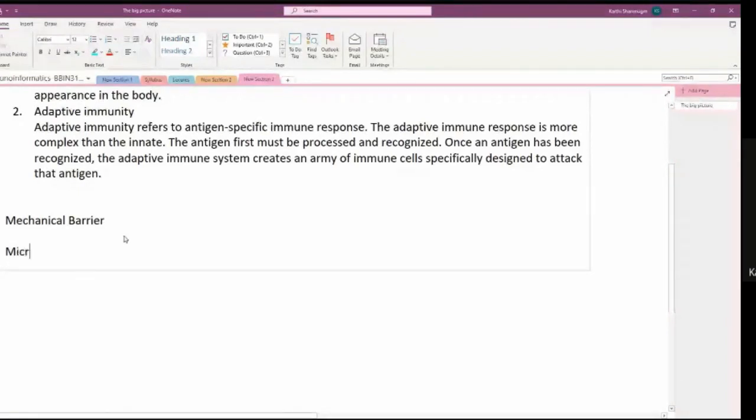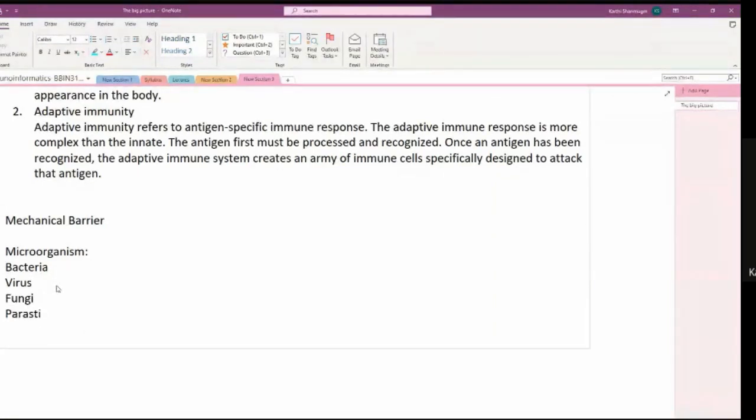And it need not be a microorganism, right? I'm just taking different types of microorganisms for simplicity. So it can be a bacteria, or it can be a virus, or in some cases it can be fungi or parasites. So many things, right? It can be anything.